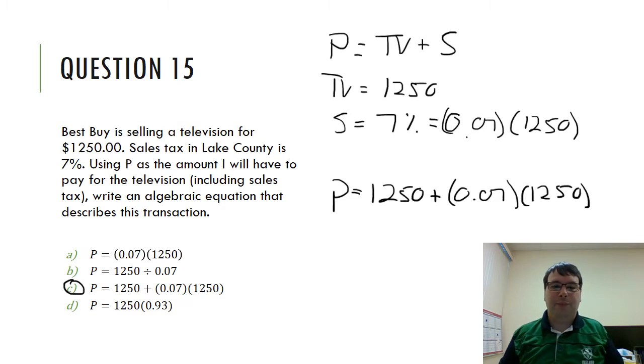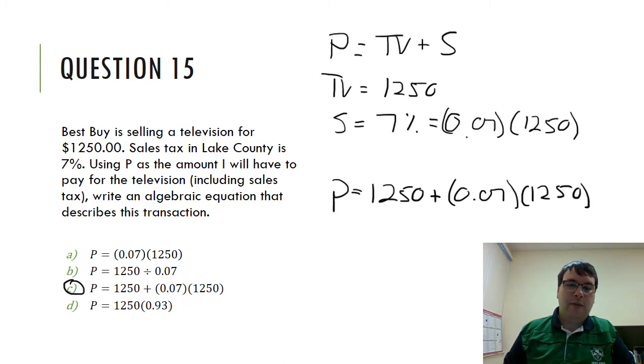Let's try the next one. This is question number 15. It says Best Buy, my favorite store because it has lots of toys. So Best Buy is selling a television for $1,250. Sales tax in Lake County is 7%. Using P as the amount I will have to pay for the television, including my sales tax, write an algebraic equation that describes this transaction. Well, all right, I know I have to pay something because they're not going to let me walk out with a TV for free. I wish. Tell them I'm a teacher. They should give me a discount, right?